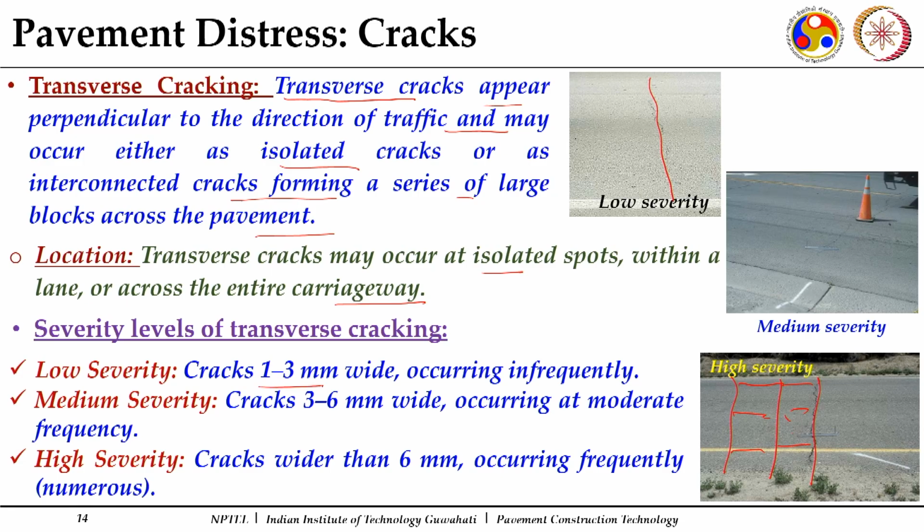Again, depending upon the width of the cracks and how frequently they are occurring, we can call them low severity cracking, medium severity cracking when 3 to 6 mm wide, and high severity cracking when more than 6 mm wide and frequently occurring. So this is how the transverse cracks are classified into different severity levels.